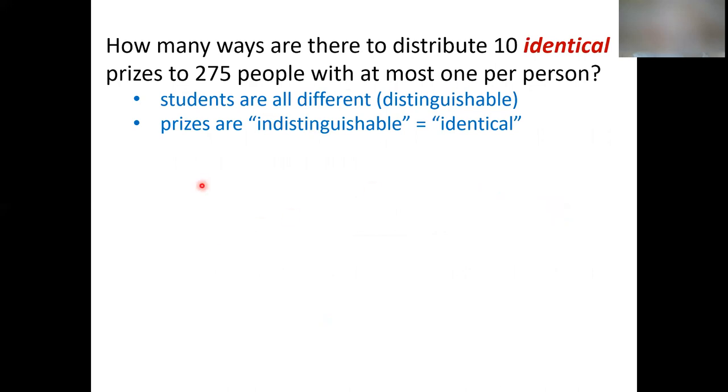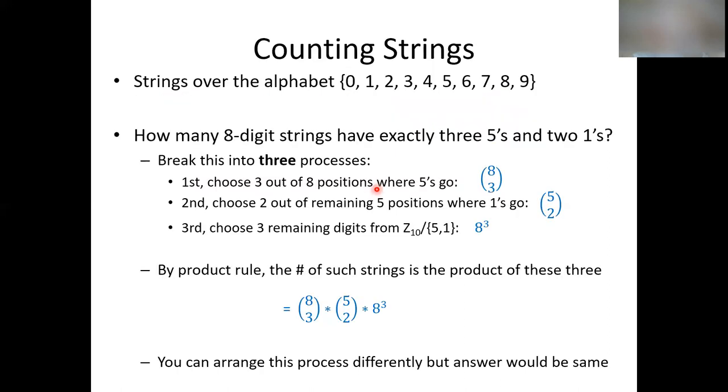Someone is asking what is Z? Z is integers. Z10 is residues mod 10, so it's this set. Z2 is bits, 0 and 1. ZB is all the digits base B.